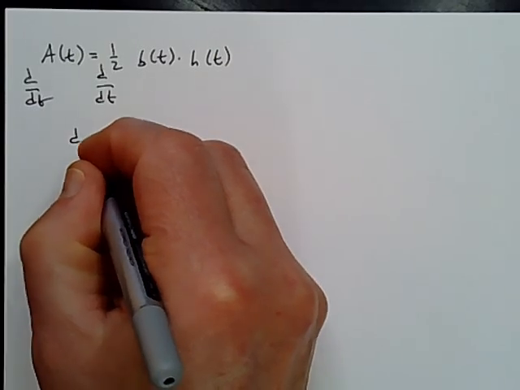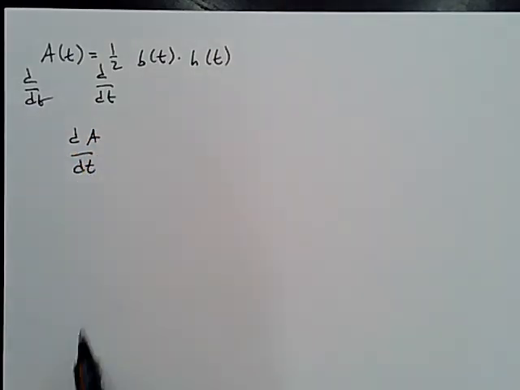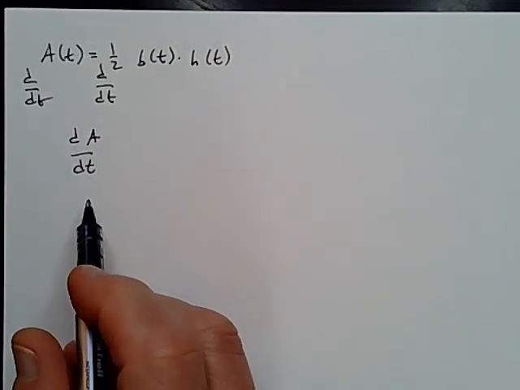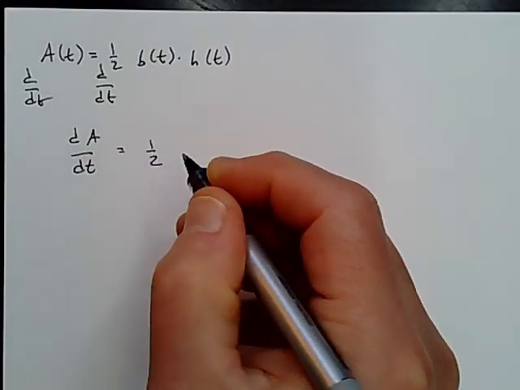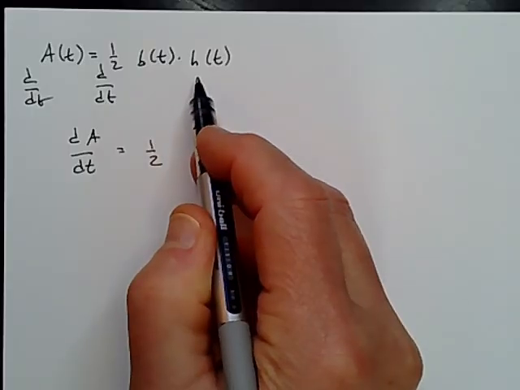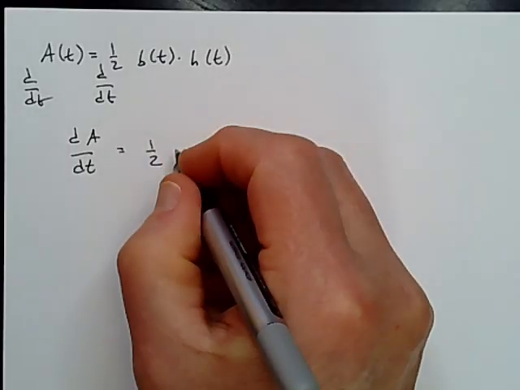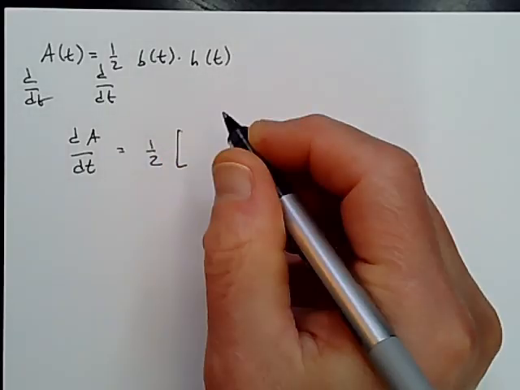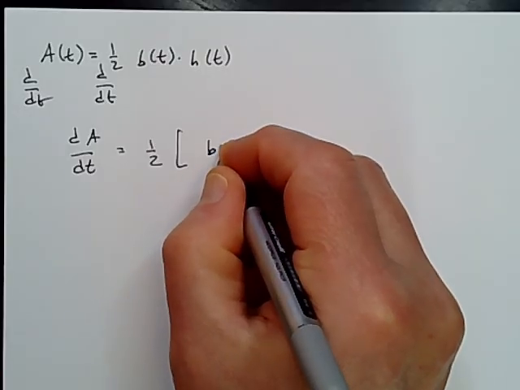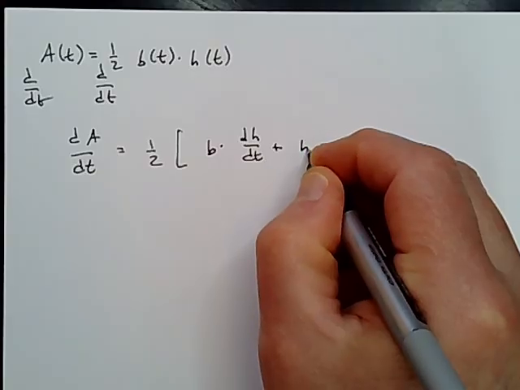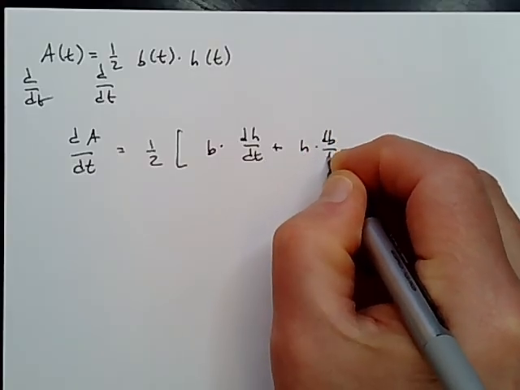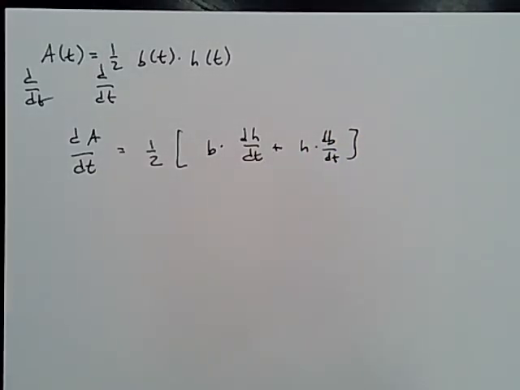So I get dA dt. Again, once I've taken the derivative, I don't bother to write the of t. That's a crutch to help me take the derivative correctly. And then 1/2, and this is a product rule because it's a product of 2 functions of time. So 1/2, and it's going to be b times dh dt plus h times dv dt. Okay, so again, the of t stuff helps me to remember to do the product rule in this case.